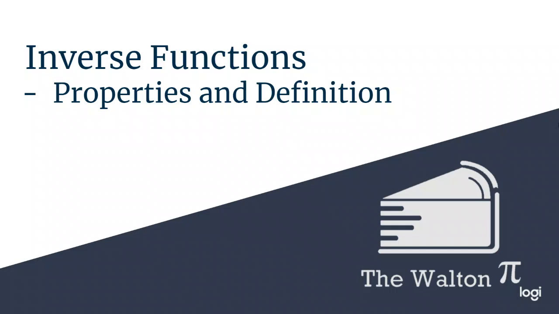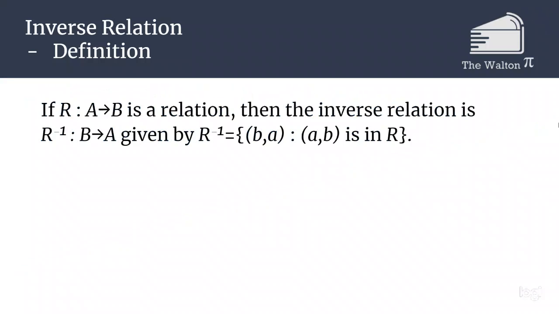Today we are talking about inverse relations and inverse functions. So to start off, let's define what an inverse relation is. If R is a relation from A to B, then the inverse relation is R^-1, just the notation, from B to A, given by R^-1 equals the set of pairs (B, A) where the pair (A, B) was in the relation R.